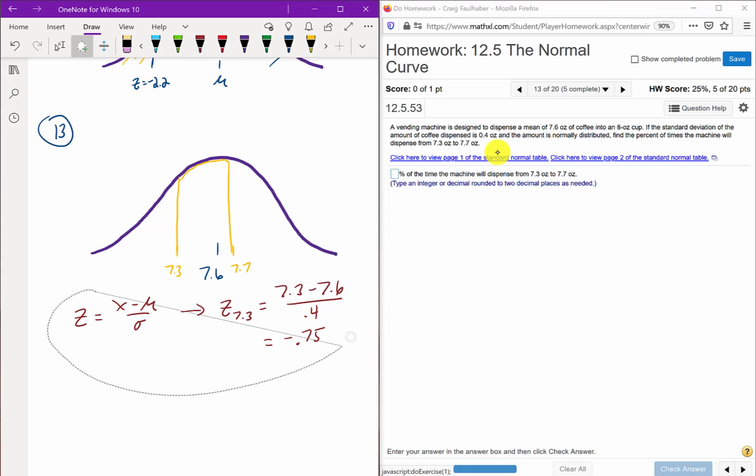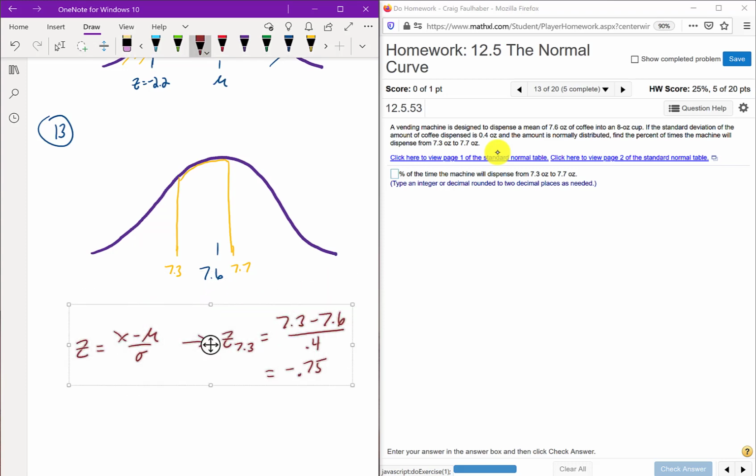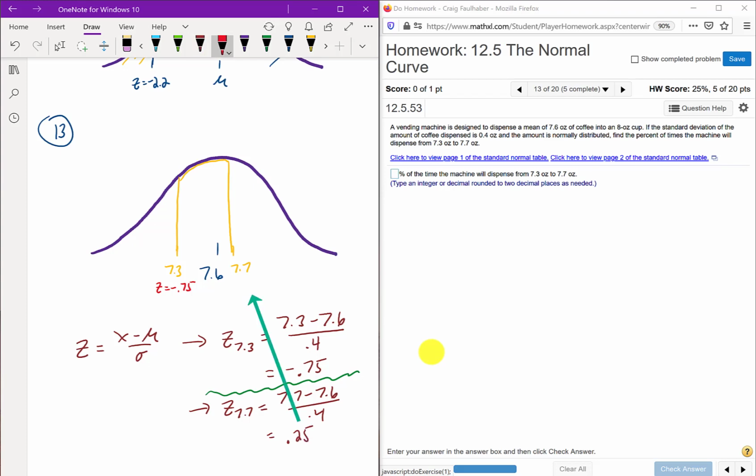All right, I'm going to move this down a little bit to make a little bit of room on my picture. What we just found was that this z-score here is negative 0.75. We're going to look that up in the table in a second, but first let's calculate our other z-score, the z-score for 7.7. That would be 7.7 minus 7.6 divided by 0.4, and that turns out to be 0.25. So the z-score for this 7.7 up here is 0.25.